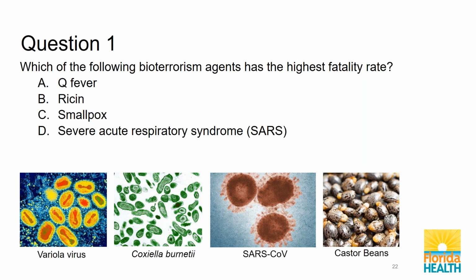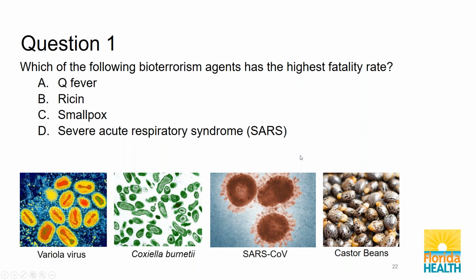So let's go through the bottom here really quickly before we review the answer. Variola virus is going to belong to which infectious disease above? Q fever, ricin, smallpox, SARS. Smallpox, correct. What about Coxiella burnetii? Q fever, very good. Now what about SARS-CoV, I'm kind of giving that away. And then castor beans are going to be your ricin.